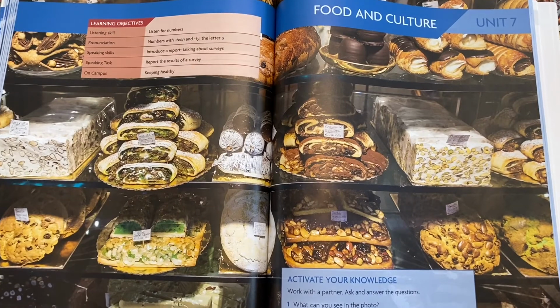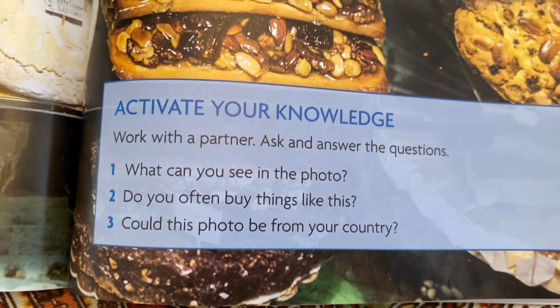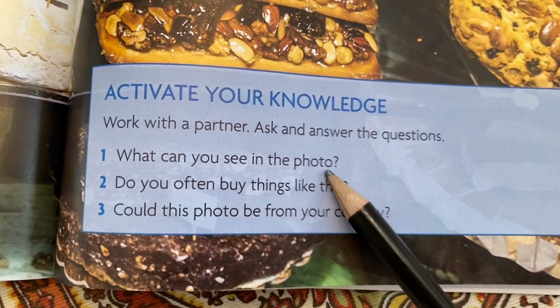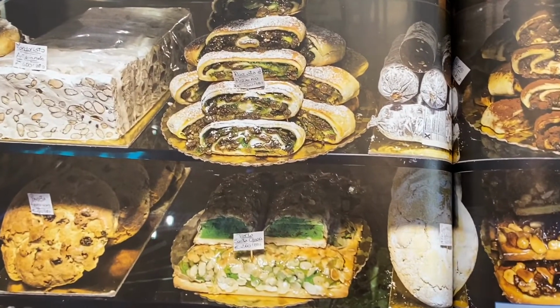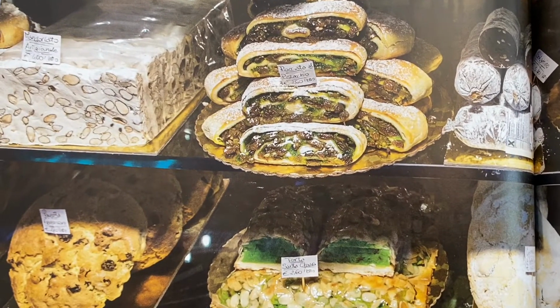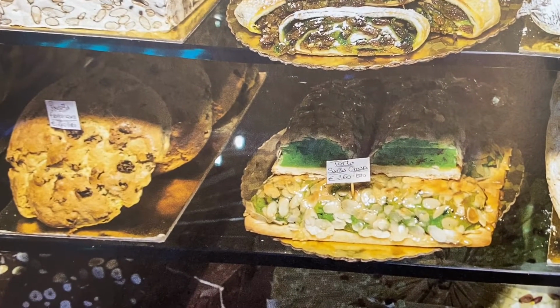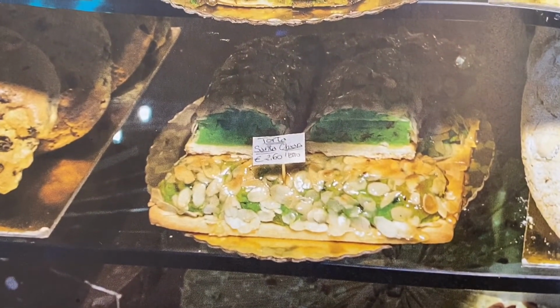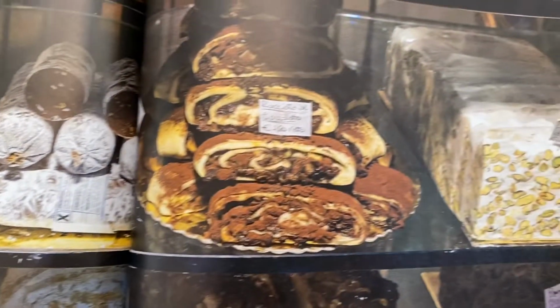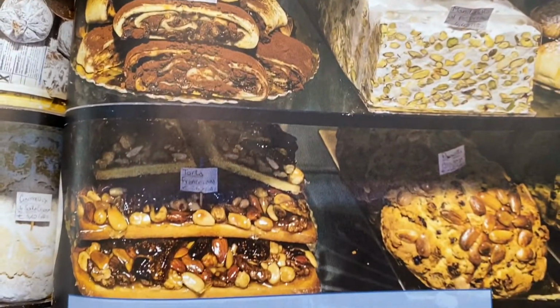Take a look at the picture on these two pages and think about your answers to these questions. Number 1, what can you see in the photo? There's a lot of strange looking things here, but I see pastries. I see... what the heck is that? Some unfamiliar food. Oh, that's familiar. That looks like a chocolate chip cookie. But some of the other food looks a bit unfamiliar. It does not look like food that I'm familiar with, but it looks like some kinds of pastries, chocolates, croissants, and sweet treats with nuts on them.